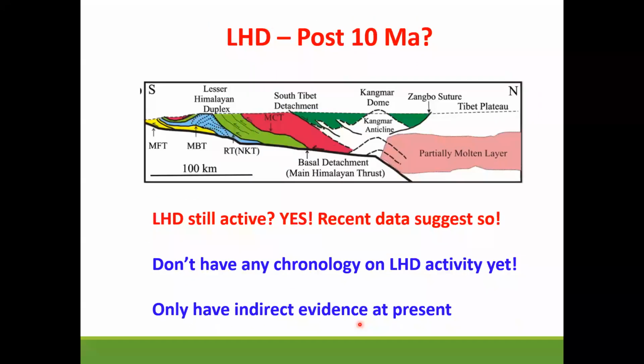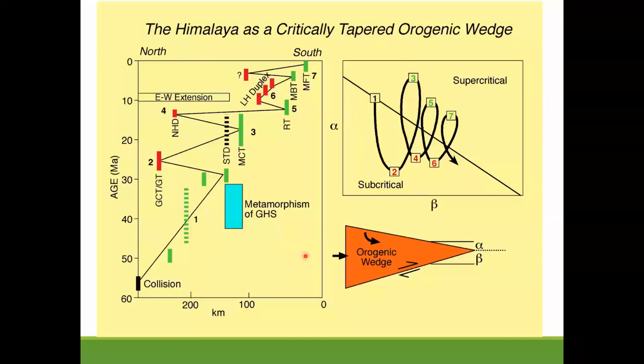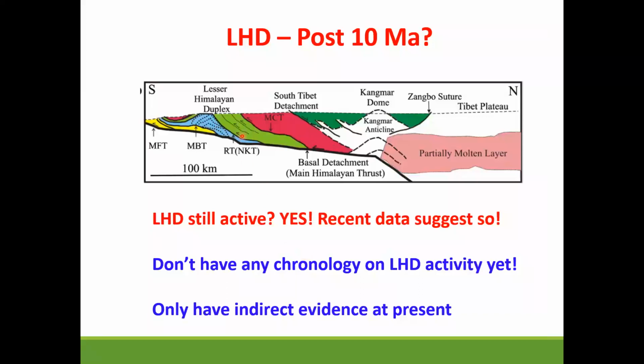Okay, so post 10 million years, the lesser Himalayan duplex, or LHD in short, seems to be the structure which is driving the mountain belt forward. Do we have data on that? Yes, we kind of have data on this, but we don't have any chronology on this, that when exactly it was placed. Okay. So right now we only have indirect evidence, but it looks like after 10 million years, this was driven by the lesser Himalayan duplex.